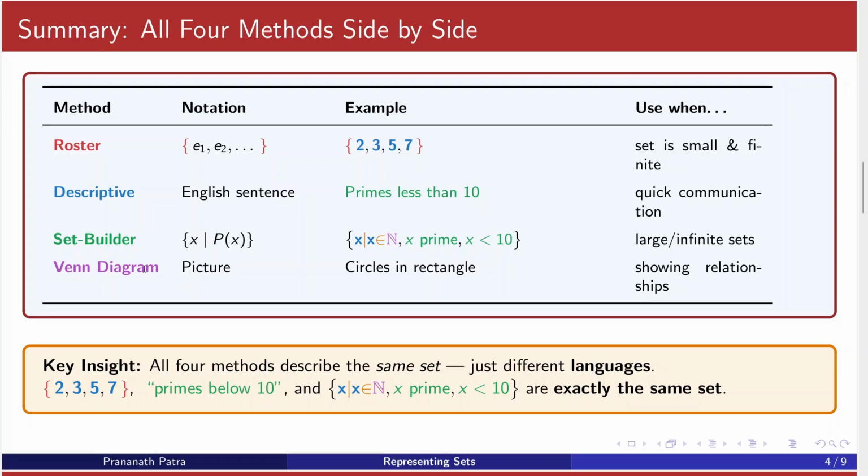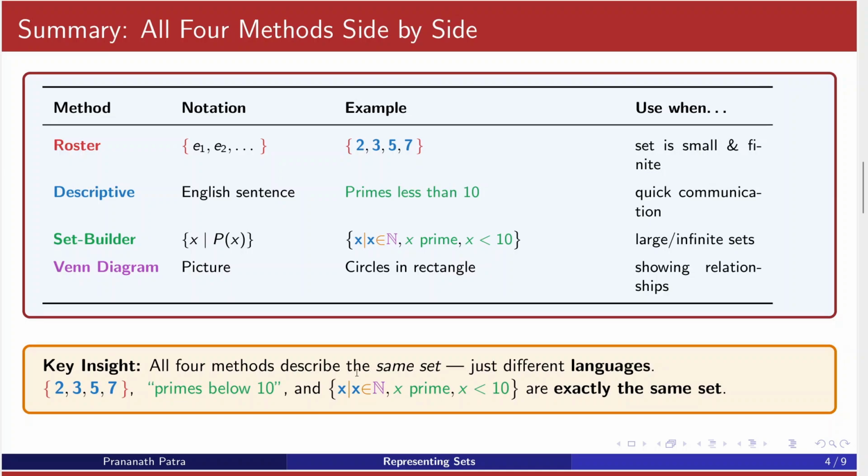And finally, our fourth method, the Venn diagram. This uses pictures of circles inside a rectangle. We use this when we really want to show the visual relationships between different sets, like we just did with the overlapping circles. Here is the most important key insight I want you to take away from this entire series.